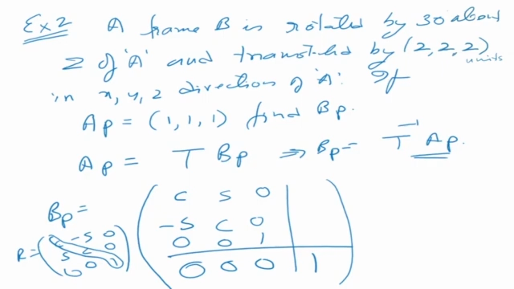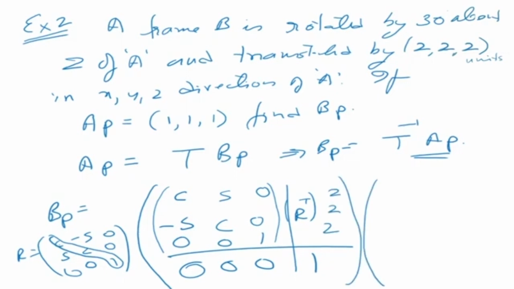What about this side? Now we have to take the R transpose into, which is this matrix, into what was the distance by which it has moved? It is moved by 2, 2, 2. So it is 2, 2, 2, and this is equal to 1, 1, 1. You need to find this matrix and multiply it with this. This is a 3 by 3 matrix, and this is qx, qy, qz. You need to find the values, multiply them, and there's a minus sign here.